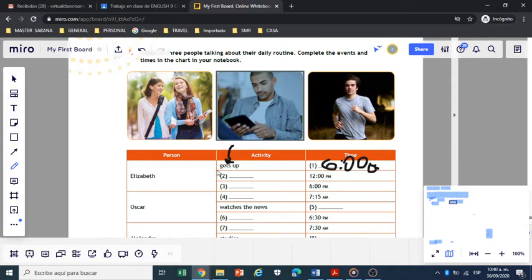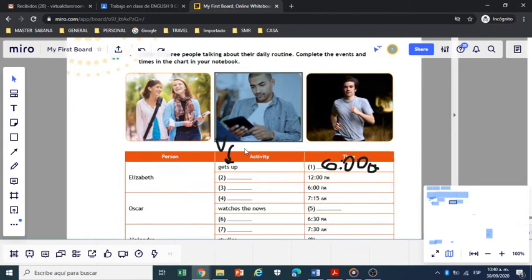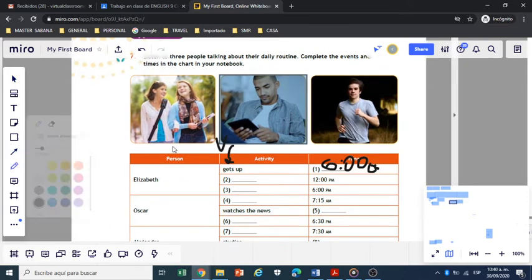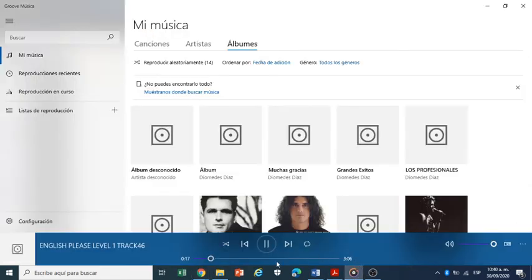In the verb plus S, okay. Verb plus S. Don't forget. Let's continue with the listening exercise.